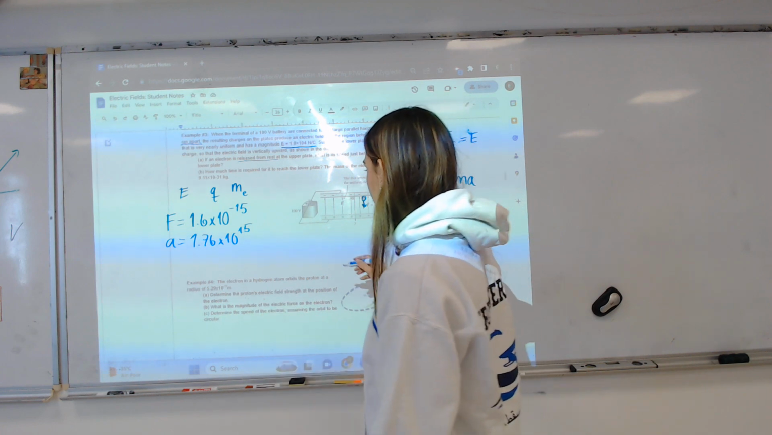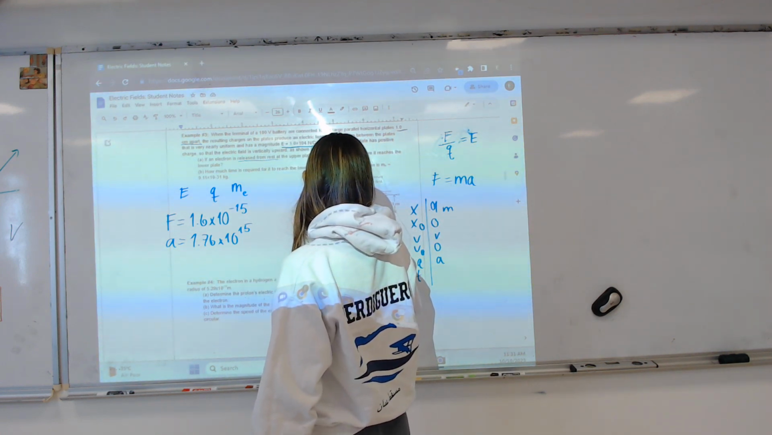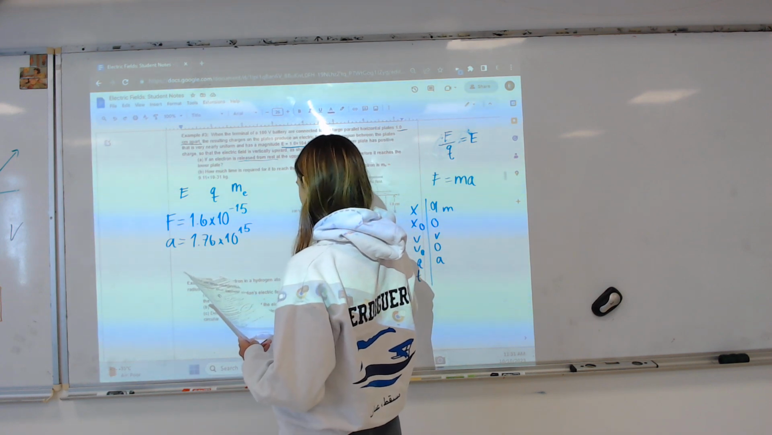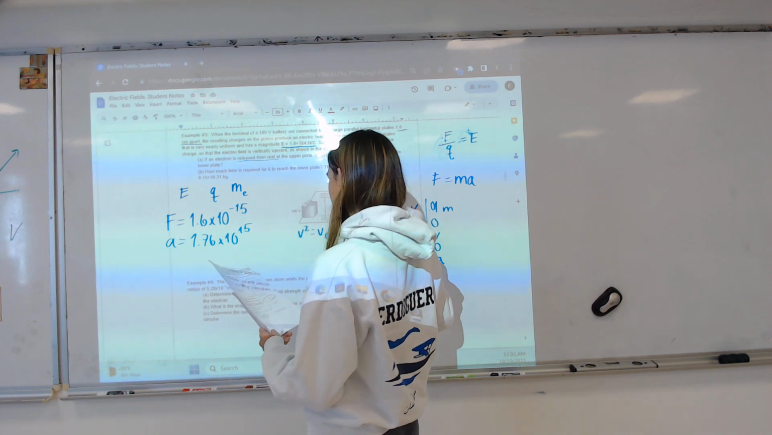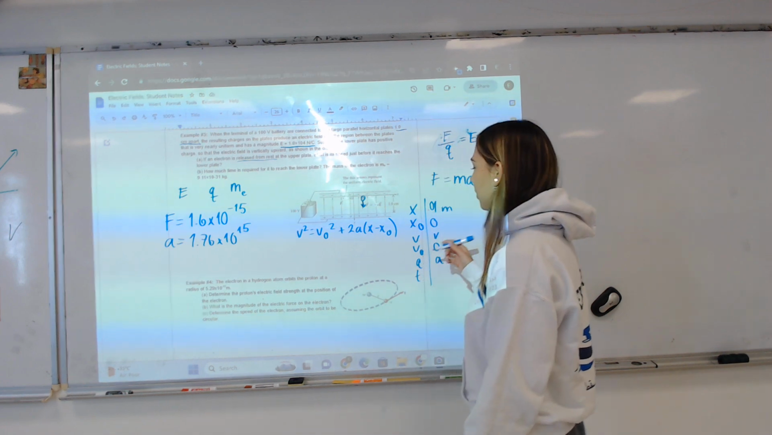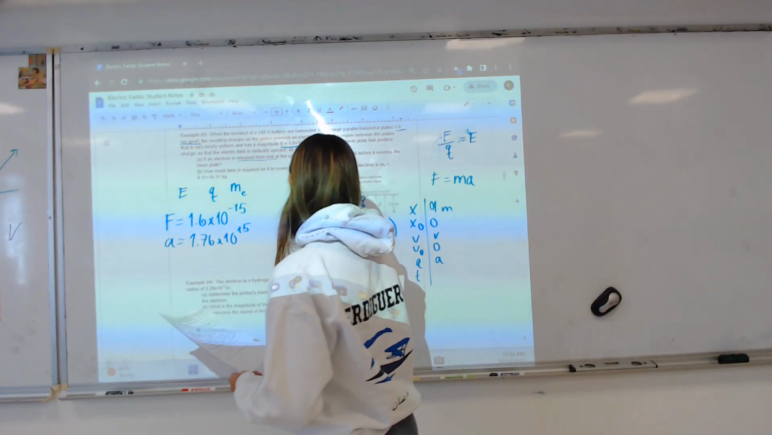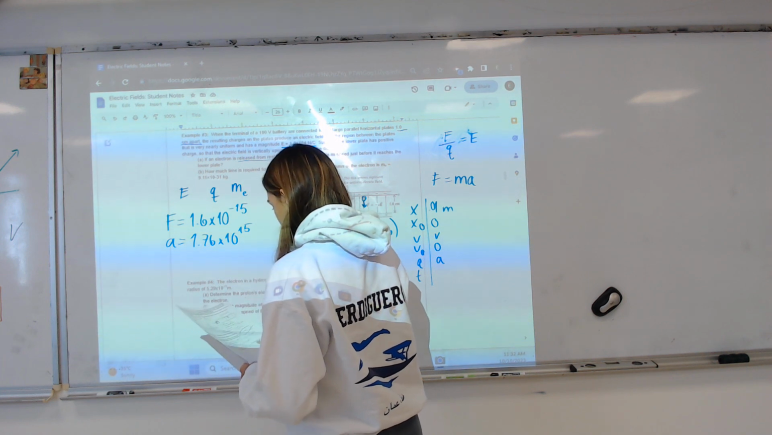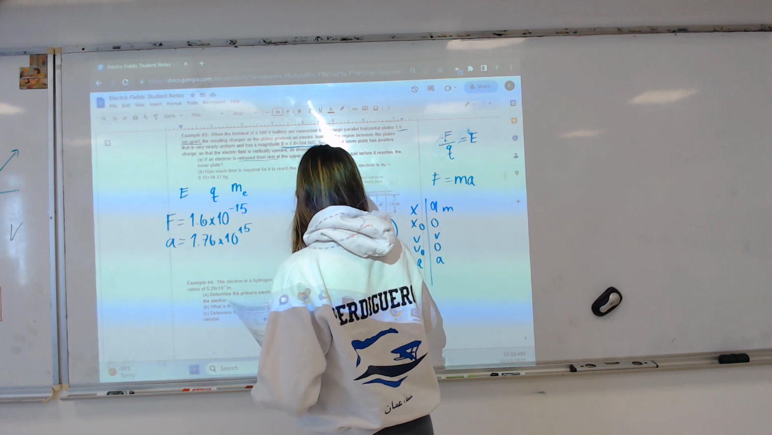And then you can use V squared equals V naught squared plus 2a, because we don't have time, so we don't want to use the one with time. And then you plug all of those in to get, so this cancels out as 0, this is 0.01, and this is 2 times that really big number. And then you square root it, and you get V equals 5.9 times 10 to the 6th.